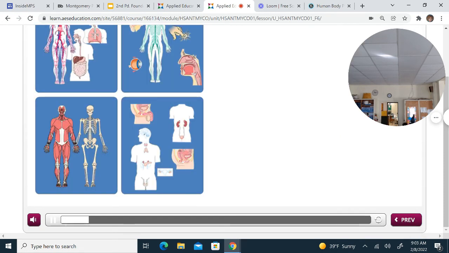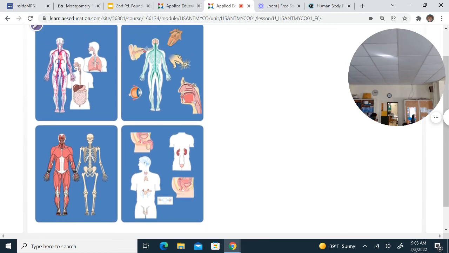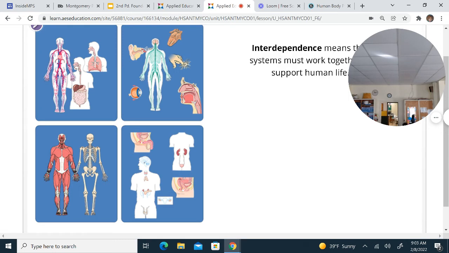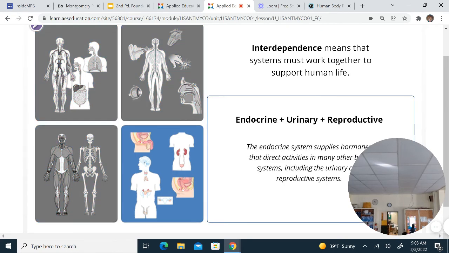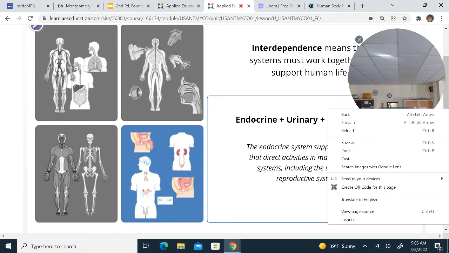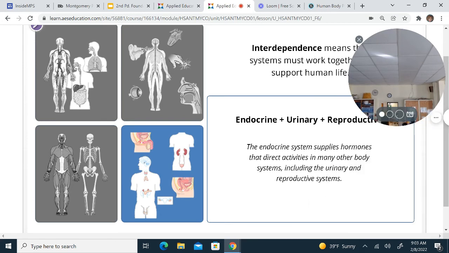In order to create homeostasis, the systems of the body must all work together. This is called interdependence. Interdependence means that even though each system has a unique function, it must work together with other systems in order to support human life. Click each diagram to find out what systems are working together. All right, so systems are different. They have different functions and stuff like that, but some of them have to work together. The endocrine system supplies hormones that direct activities in many other body systems, including the urinary and reproductive systems.